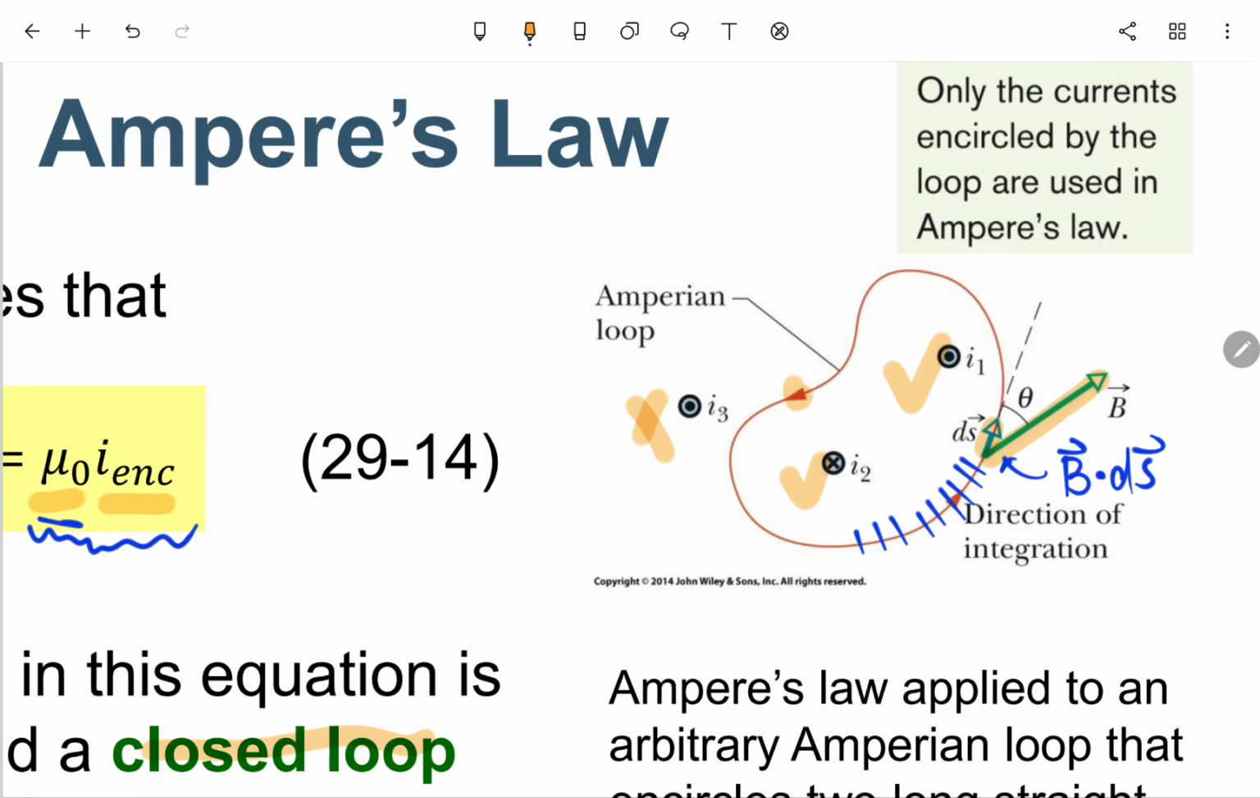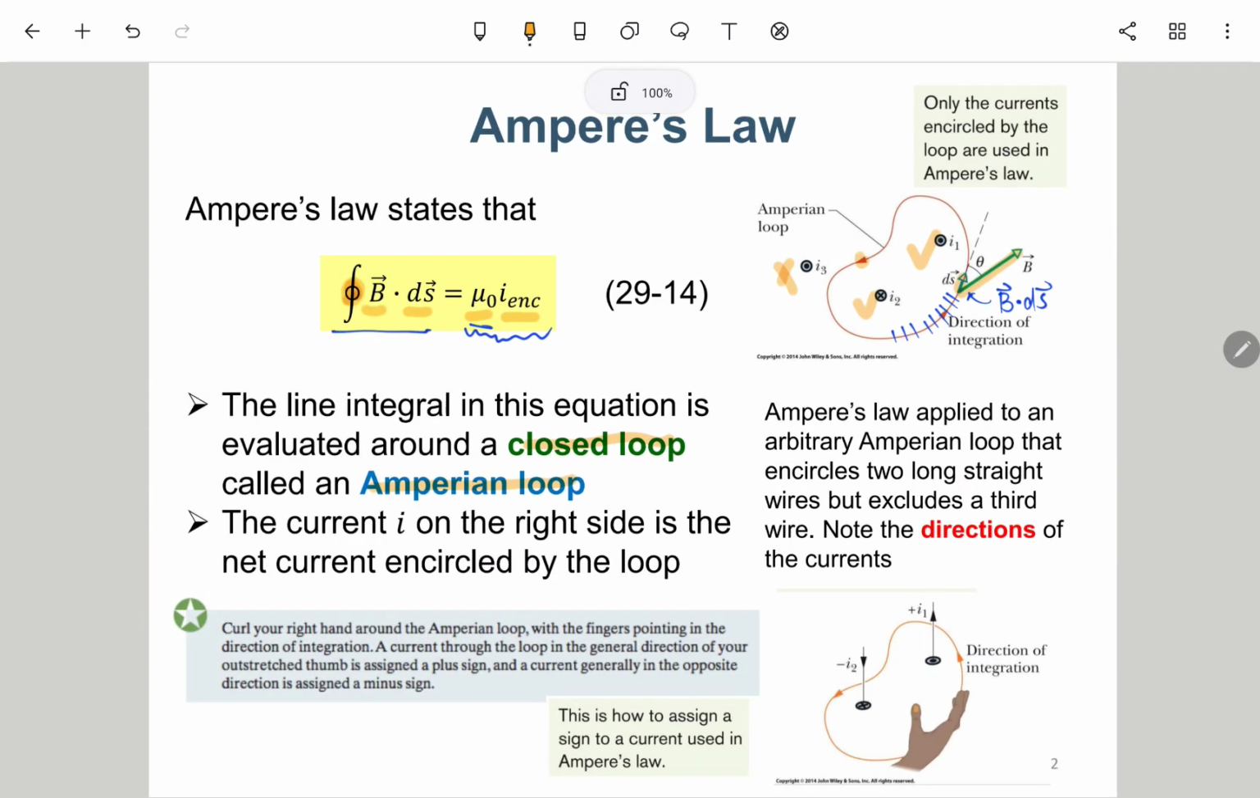So your thumb is pointing out of the page, which means that out of the page is a positive direction. I1 is out of the page, so I1 is positive. I2 is into the page, so I2 is negative. And then I3 is not enclosed, so it counts as 0. So in this case, you can see plus I1 and then minus I2. This is how we determine the direction, or the polarity, of the current enclosed by the Ampere loop.